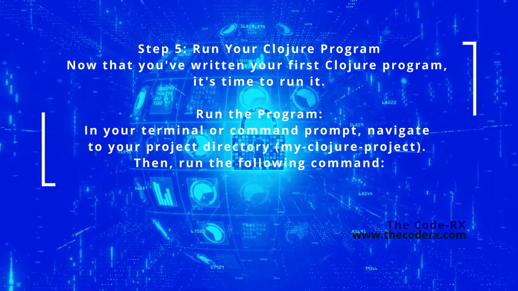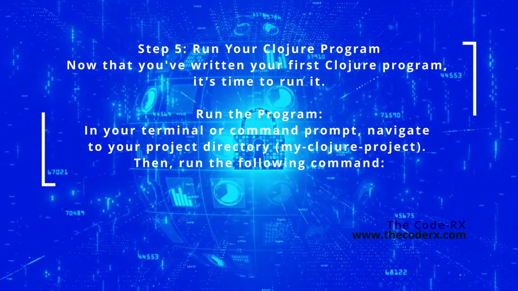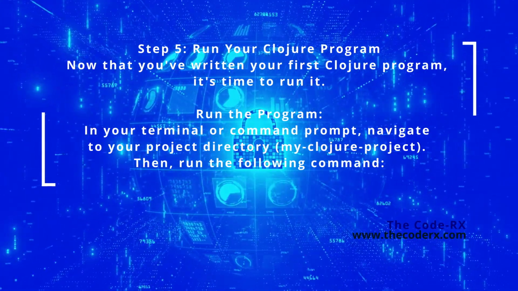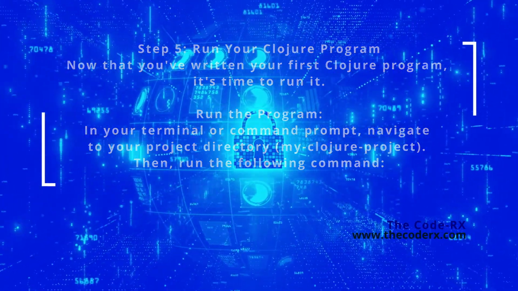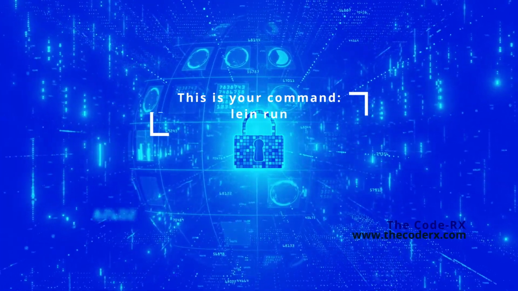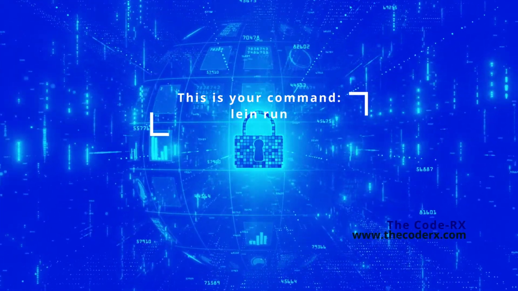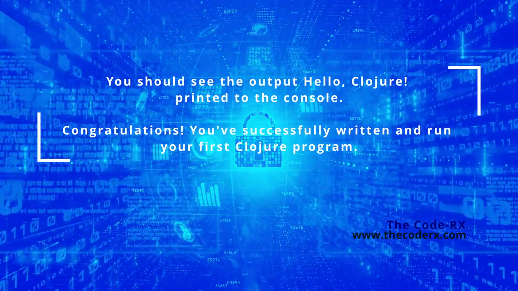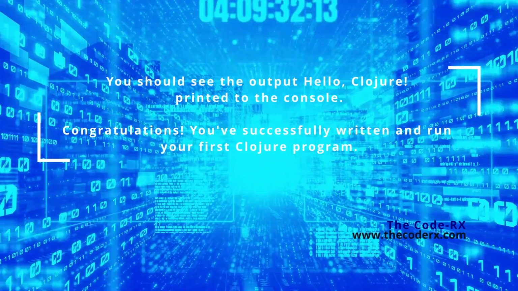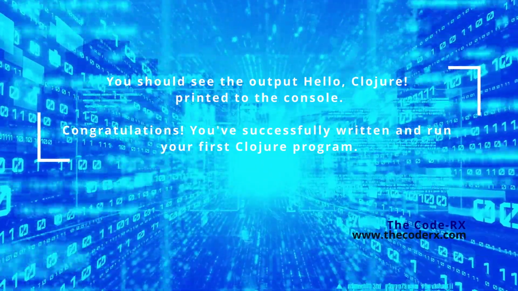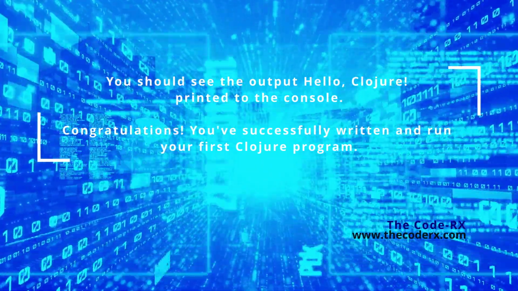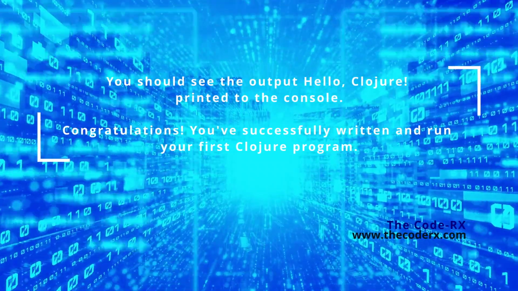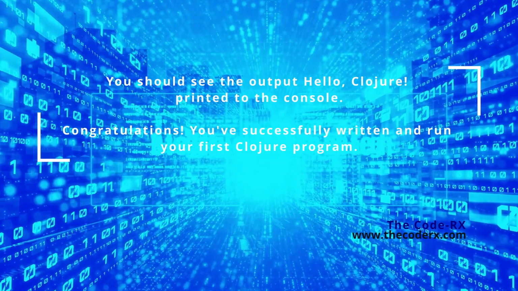To run the program in your terminal or at the command prompt, navigate to your project directory, the my-clojure-project directory, and then run the following command. If everything has been set up and done properly, you should see the output Hello Clojure printed to the console. And congratulations, you've successfully written and run your first Clojure program.